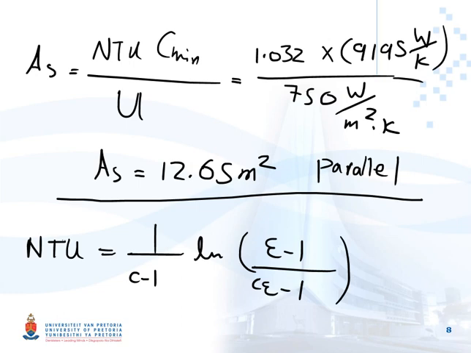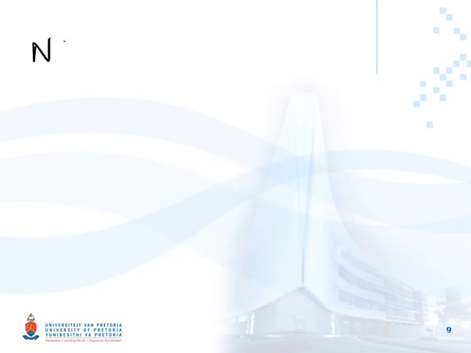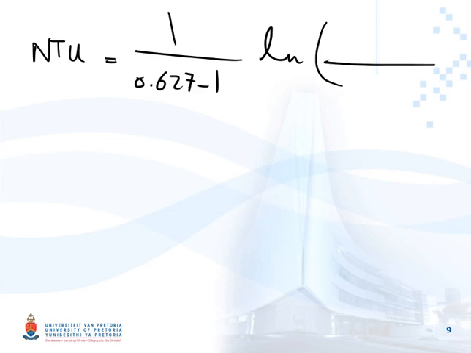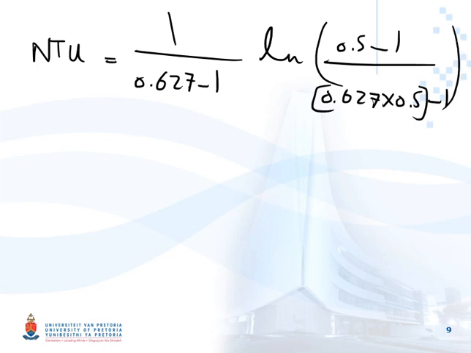So if we put the numbers into it, we can calculate that the number of thermal units is equal to 1 over (0.627 minus 1) times ln of (0.5 minus 1) over (0.627 times 0.5 minus 1), basically that's a minus 1. So if we calculate, the number of thermal units will be 0.85.